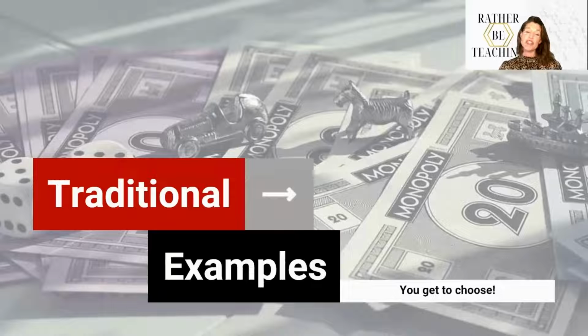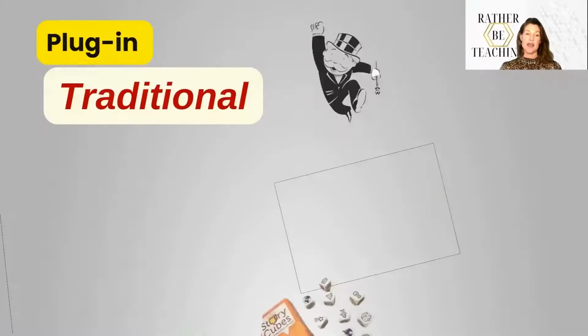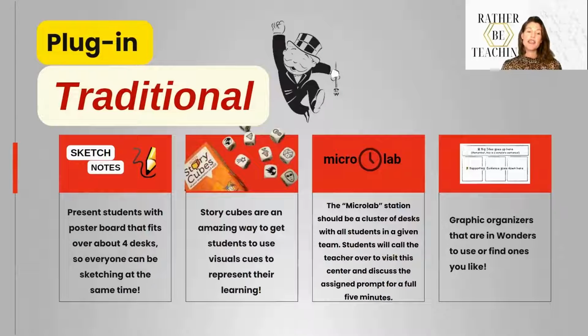Looking at traditional examples, again, you really get to choose what works with your students, but let's take a look at a few examples here. So plugging in some of these traditional things such as sketchnoting, right? Present students with maybe a big poster board. That's something that I did. It fit over like 4 desks, so everyone can be sketching and putting annotations on it all at the same time. You can plug in story cubes.